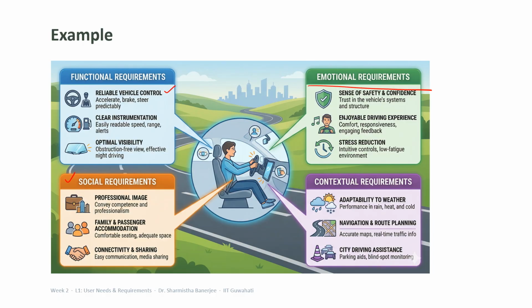Then things like connectivity and sharing. So how easy it is to communicate with people sitting inside the car. How can I do media sharing within that? So all of them formulate part of your social requirements.